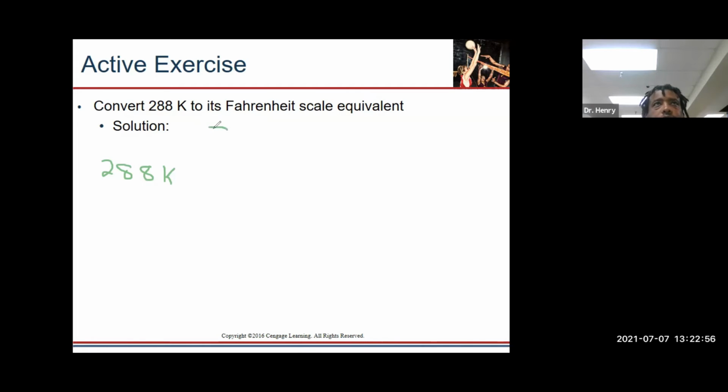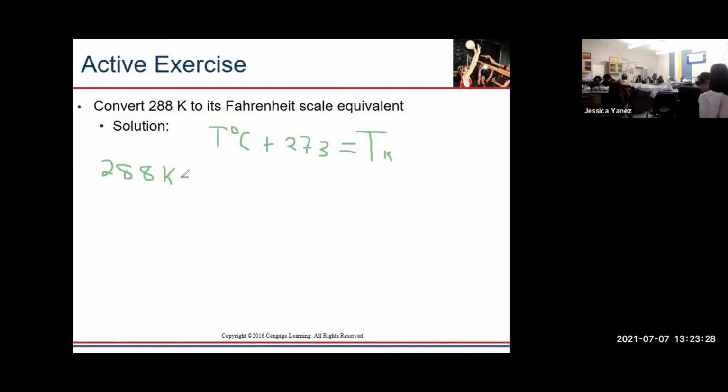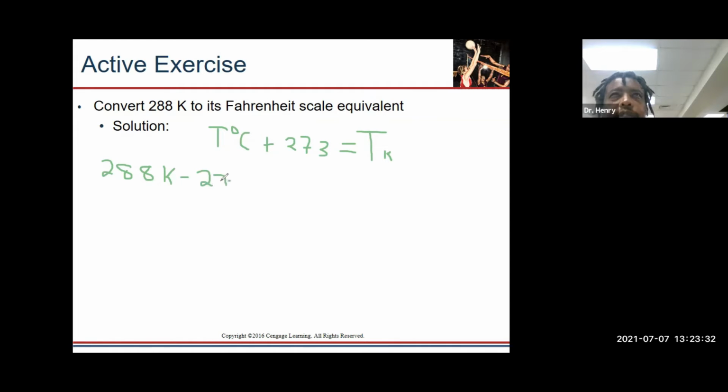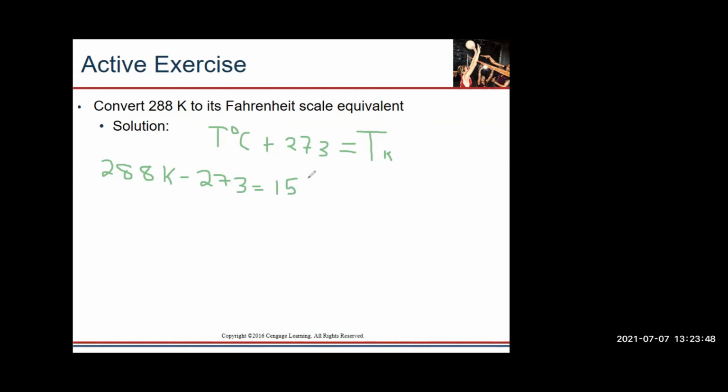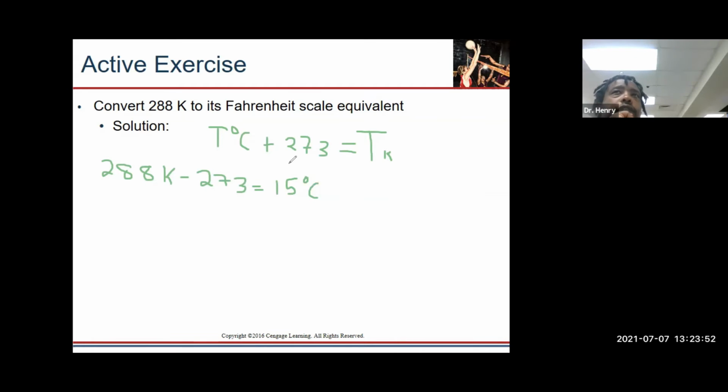So if I know that T Celsius plus 273 equals T Kelvin, how would I use this equation? You're going to subtract. I'm subtracting 273. So 288 minus 273, 15. So 15 degrees Celsius.